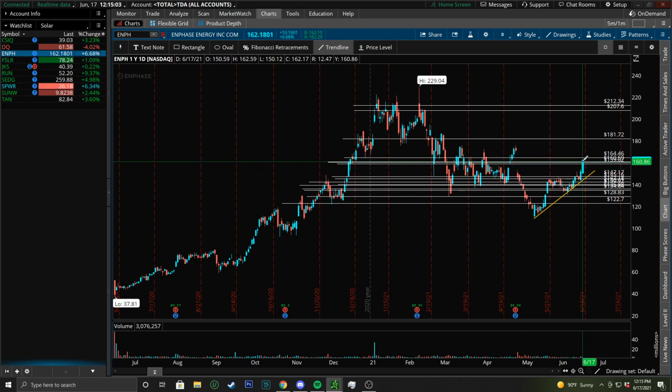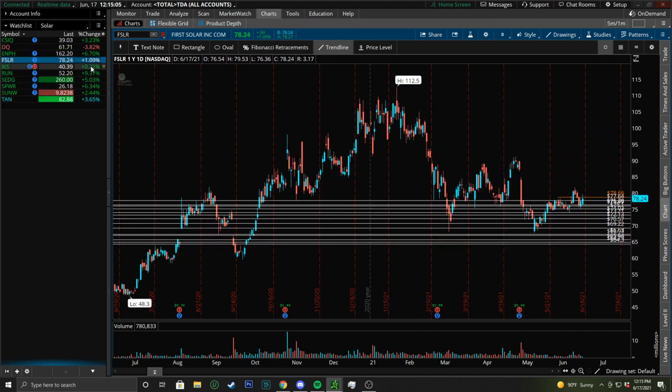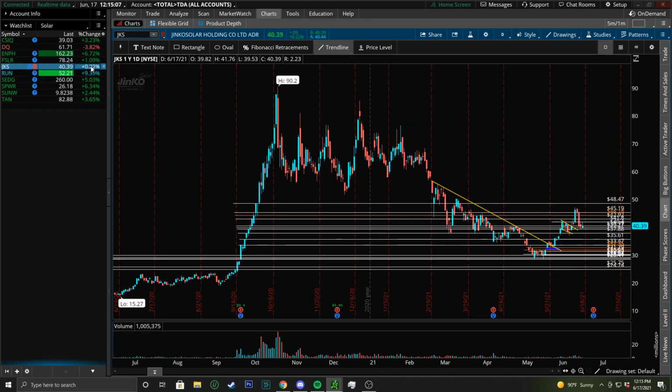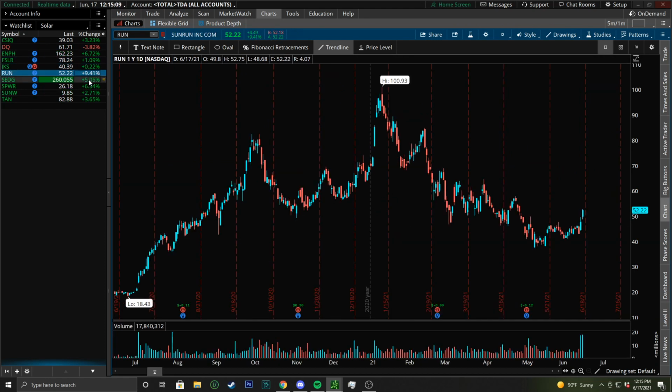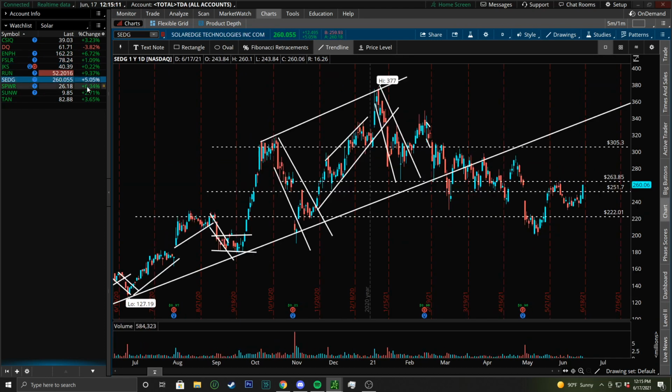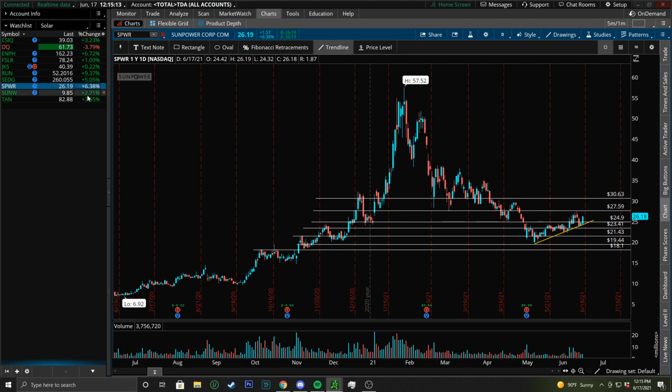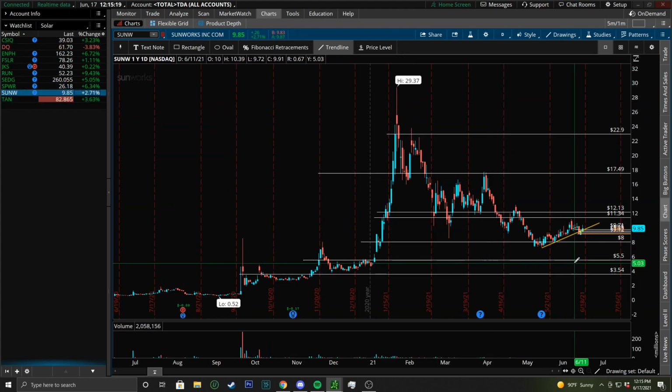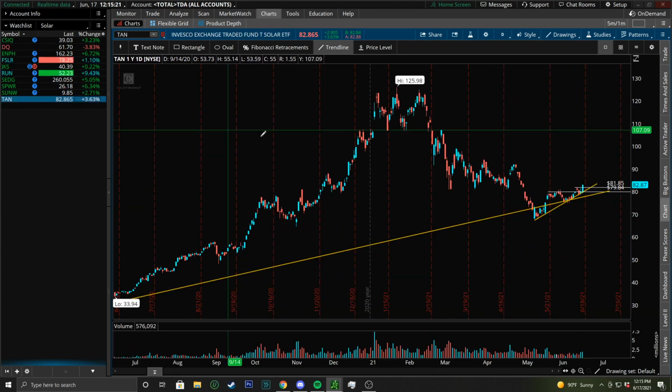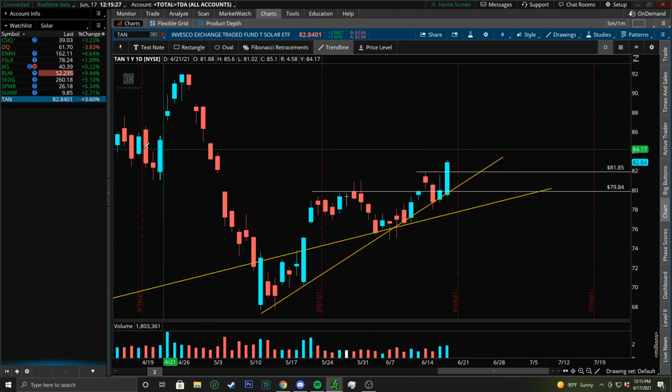ENPH, I would say it's moving exceptionally ahead of schedule. FSLR still moving in on par. RUN, I would say, is ahead with ENPH. SEDG, perfectly on par. SPWR on par. SUNW, a little bit behind, on par-ish. And then this one's on par. So as you can see, this is TAN. Duh, it's on par.